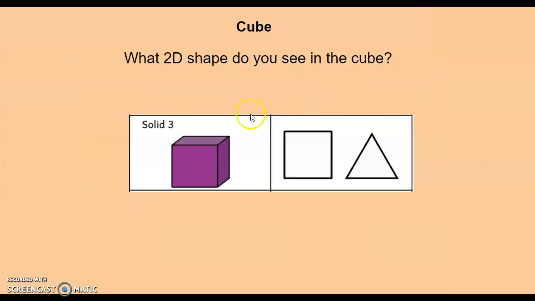So one thing before we leave. A cube is made up of what shape? That's right, squares. So it's 6 square faces. So what 2D shape do you see in this cube? Do you see a square or do you see a triangle? Hopefully you said square. So we know that a cube is made up of squares.